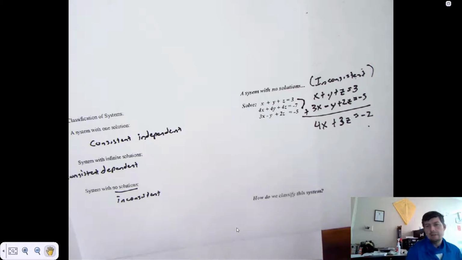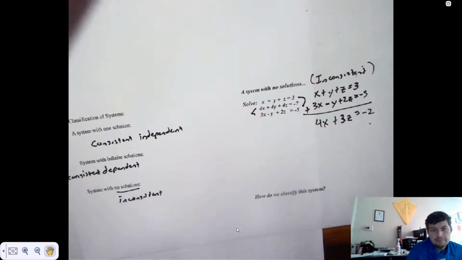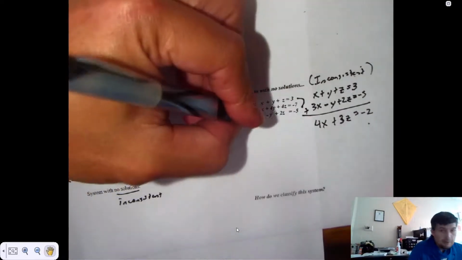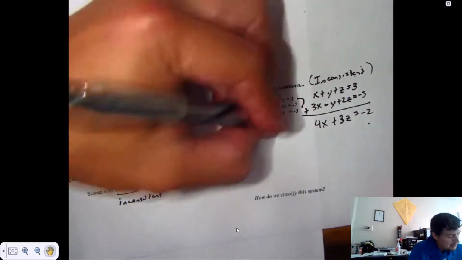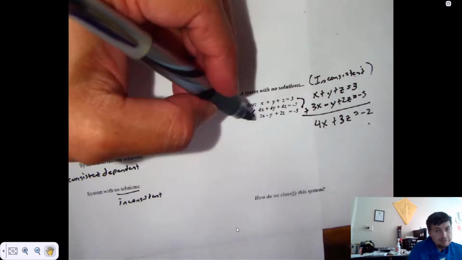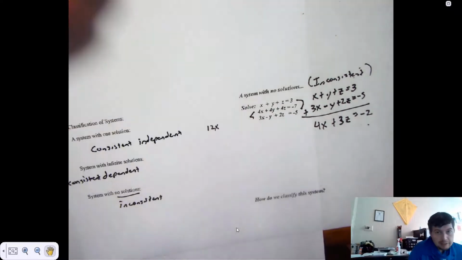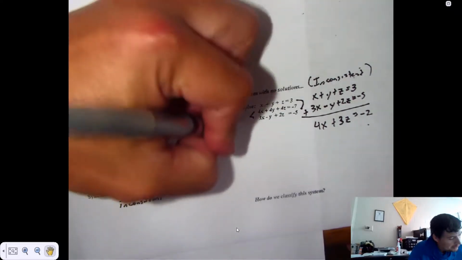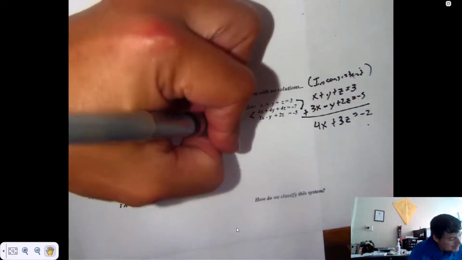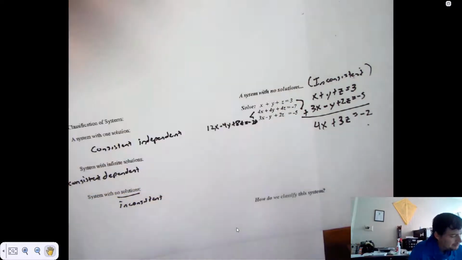So now I need to pick on a different pairing. The next pairing I pick on is going to be those two. And what I'm going to do is multiply this one by 4. I'm going to take everything in here and multiply it by 4. 4 times 3 is 12x. 4 times a negative y is negative 4y. 4 times 2 is plus 8z. And 4 times a negative 5 is a negative 20.